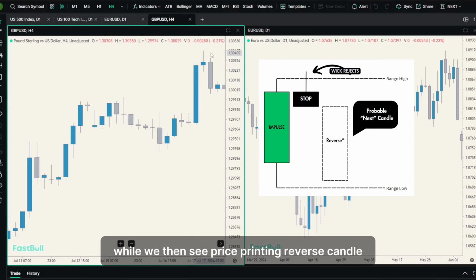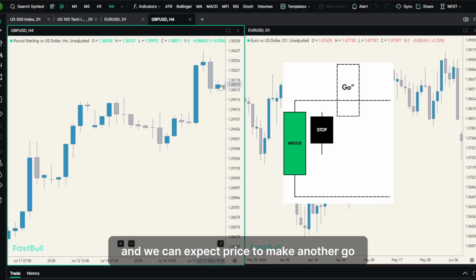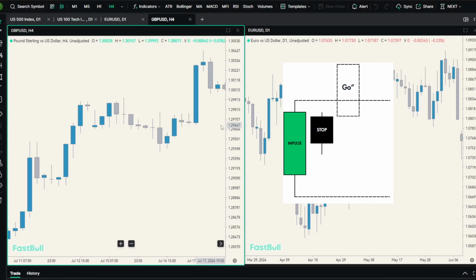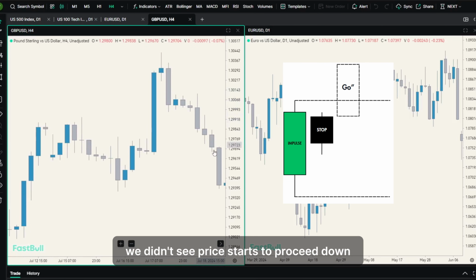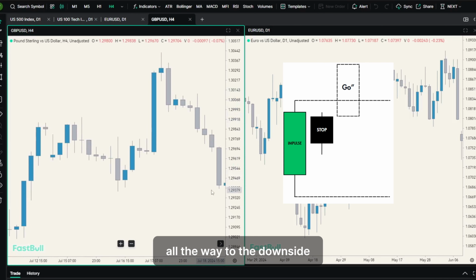We then see price printing a reverse candle, now also having our pause in price, and we can then expect price to make another go, and that go will then allow price to make a bearish candle. As you guys can see right there, we then see price starts to proceed down all the way to the downside.